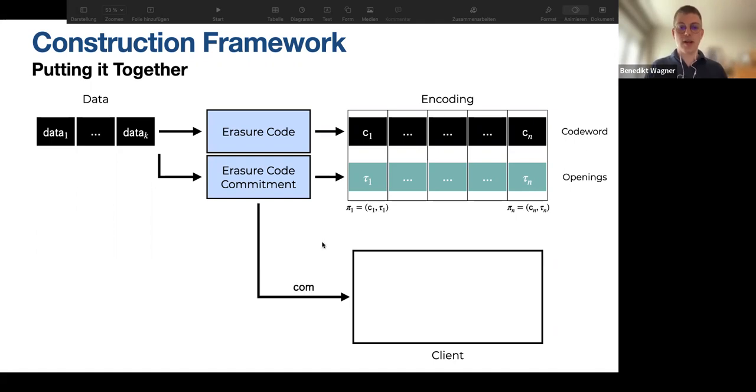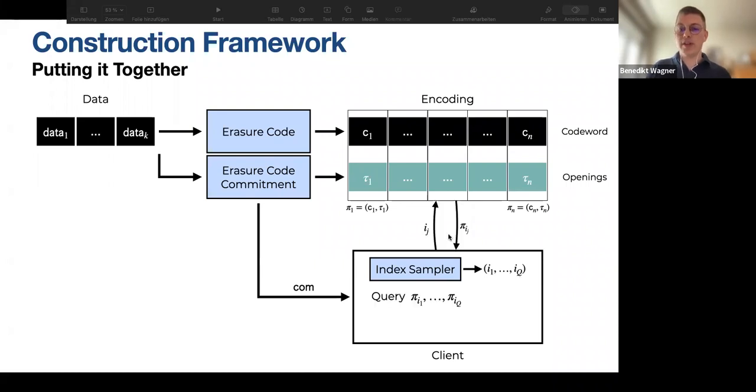Let's now look at the clients. So the clients get the commitment from the erasure code commitment scheme. And now they should query this encoding to verify that data is available. So what do they do? They first run this index sampler, and now we know what this is. This is just an algorithm that outputs q positions. And now they query this encoding at the positions that this index sampler outputs. So this index sampler is just specifying how we sample the positions. And now I query these, and I verify all the openings, right? From every query, I get a code word symbol and the opening. I can verify it with respect to the commitment. If all the checks pass, then I accept and think the data is available. If some check fails, then I reject. Okay, so this is the construction.